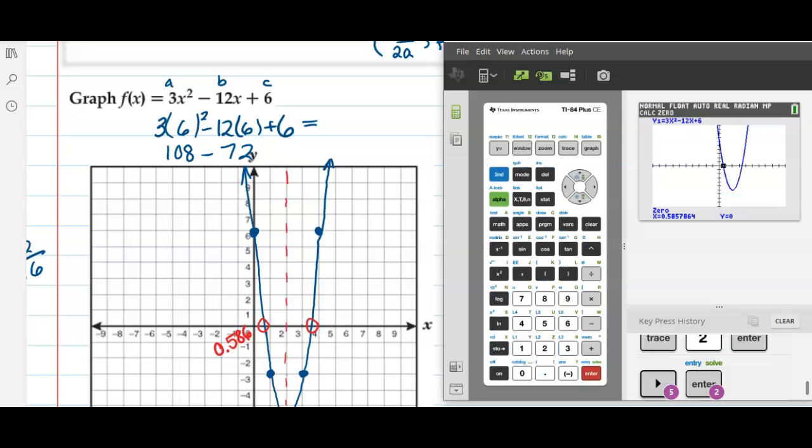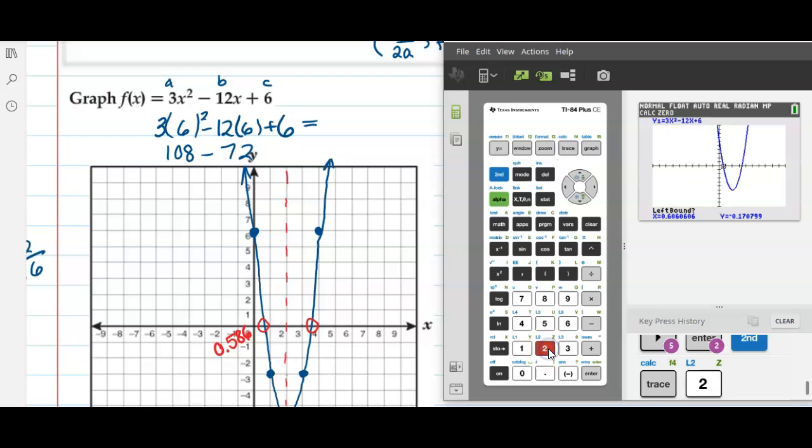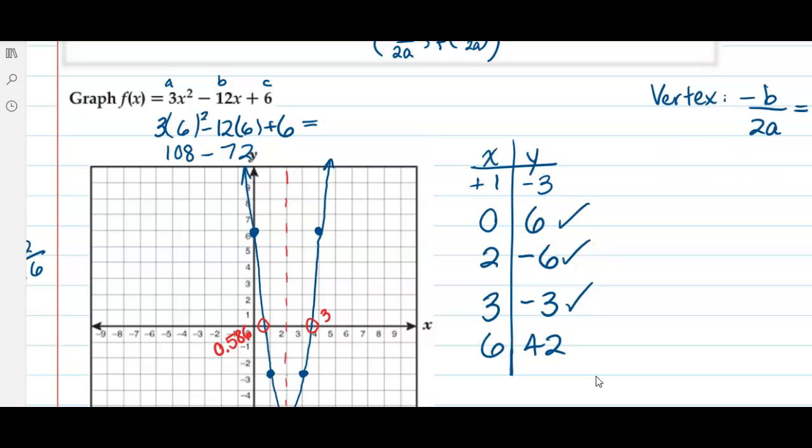Then I could find the next one. Again, second trace, option 2. I want my cursor to be before where I think the 0 occurs, and after. And I guess, and I get 3.414, which is between 3 and 4, just like we thought it would be.